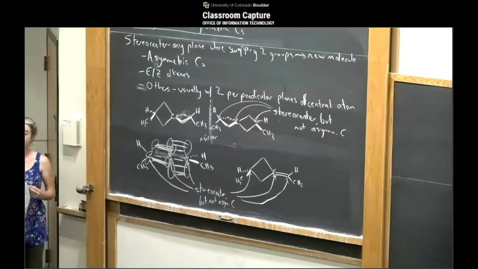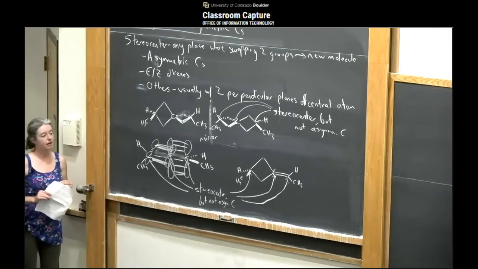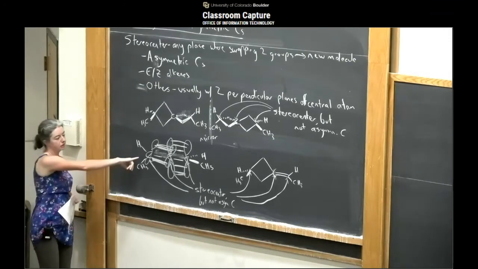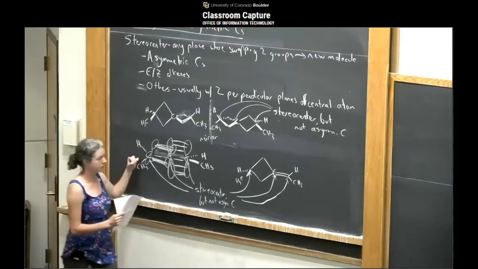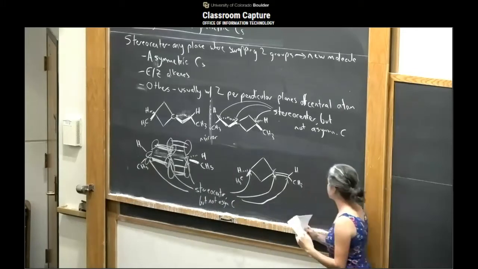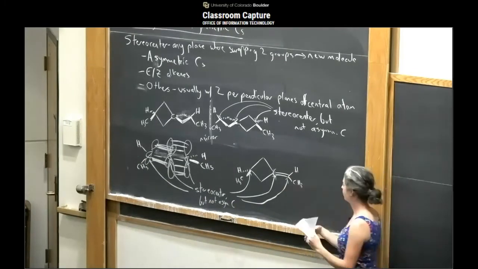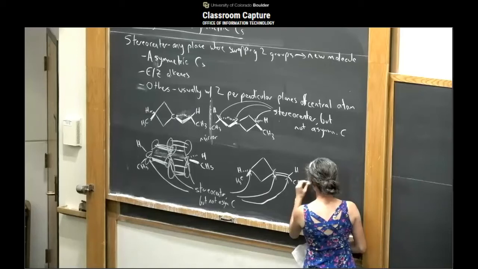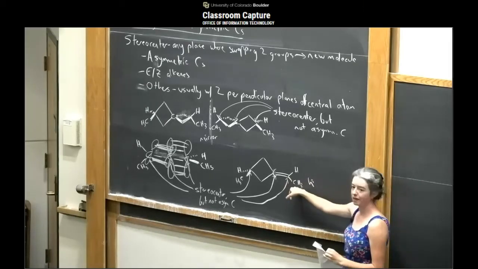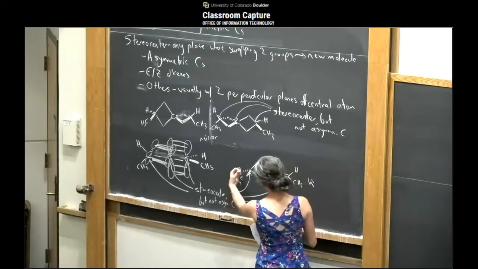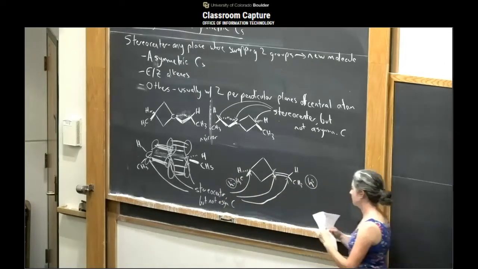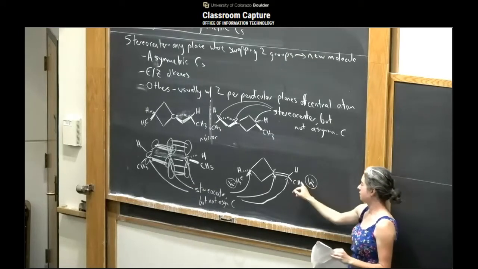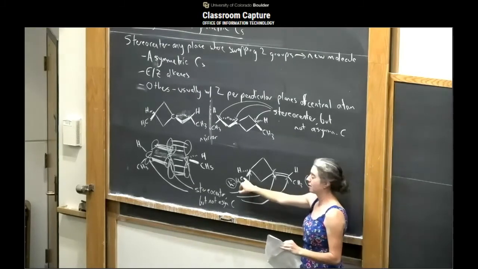Can you just explain one more time how you get the direction of the twist? Yeah, so what I want to do, like when I was assigning R and S, is assign the high priority group in the front. Out of methyl versus H, methyl is higher priority. And then I assign the higher priority group in the back. Methyl versus H, methyl is higher priority again. And then I'm going to push away from me and travel from high priority in the front to high priority in the back.